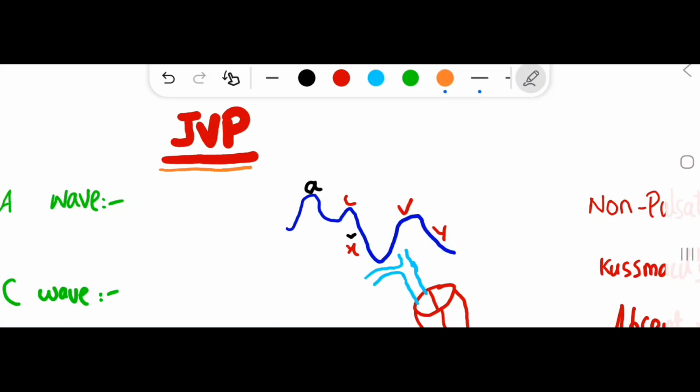We will discuss jugular venous pulse. So in case of JVP, the first wave is the A wave. This A wave is produced due to the atrial contraction. When the atria contract, then the A wave is produced.